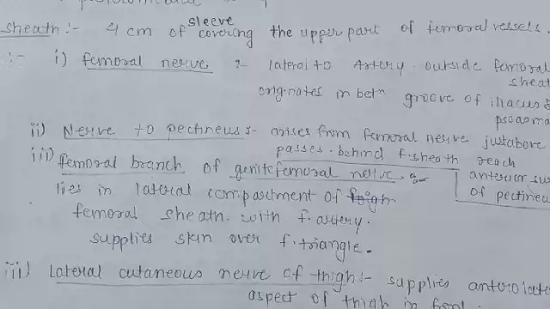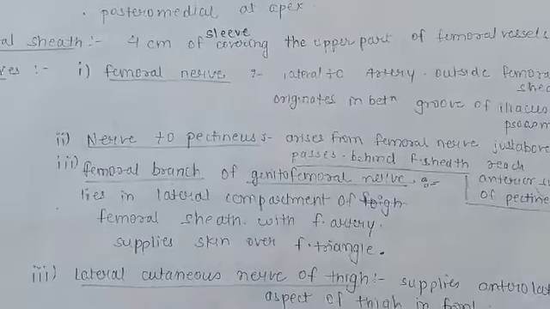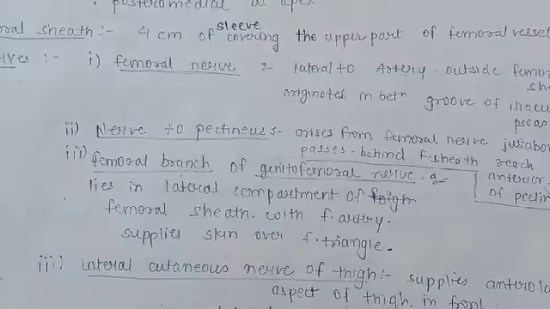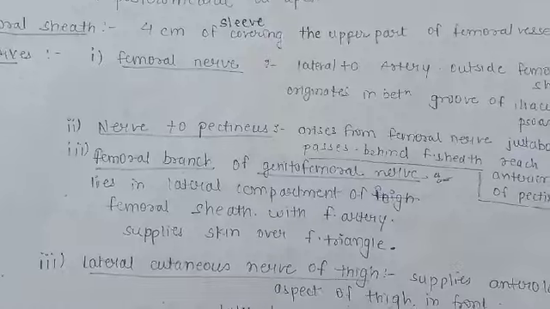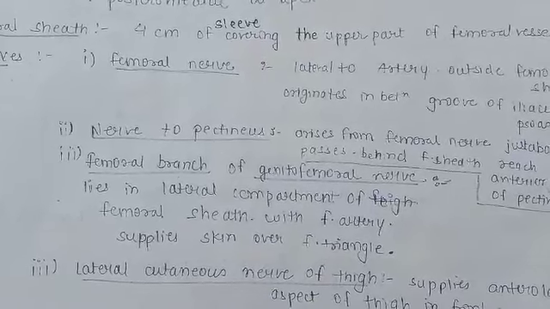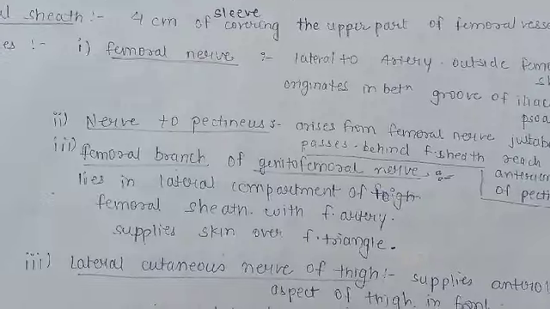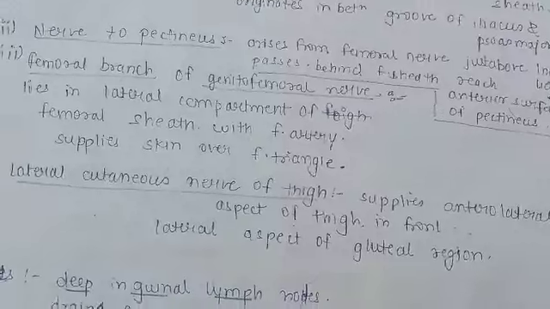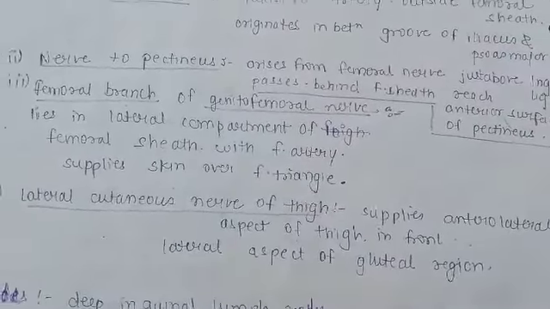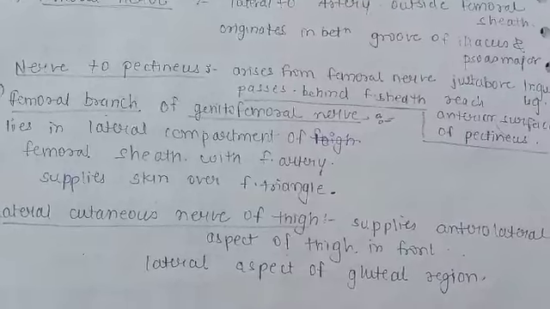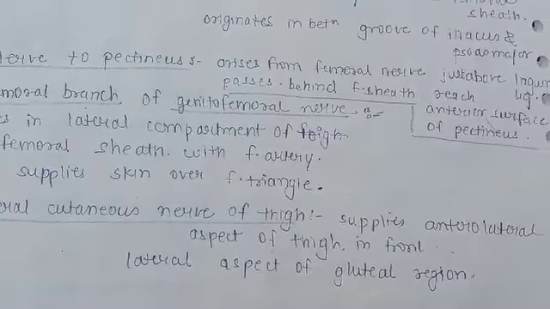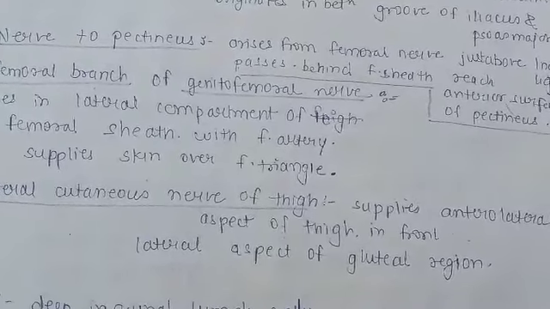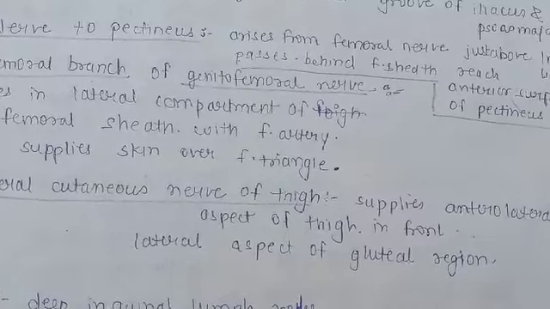Then there is the femoral branch of the genitofemoral nerve, which lies in the lateral compartment of the femoral sheath along with the femoral artery, and it supplies the lateral part of the skin of the femoral triangle. There is the lateral cutaneous nerve of the thigh, which is separated into two parts, anterior and posterior branches, and it supplies the anterolateral aspect of the thigh in the front of the thigh, and it also supplies the lateral aspect of the gluteal region.